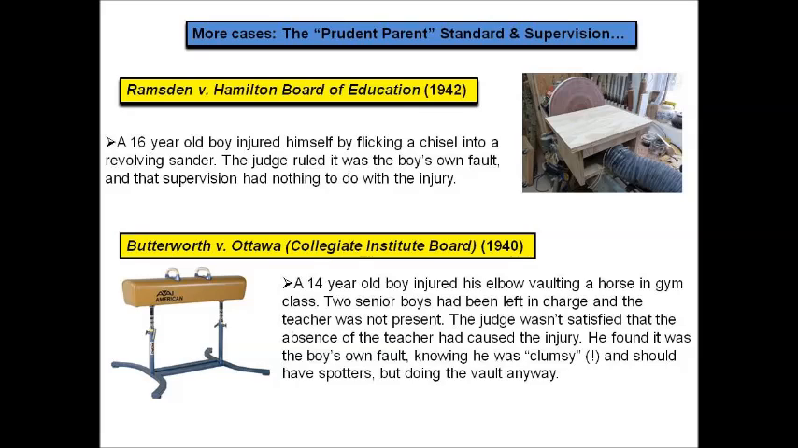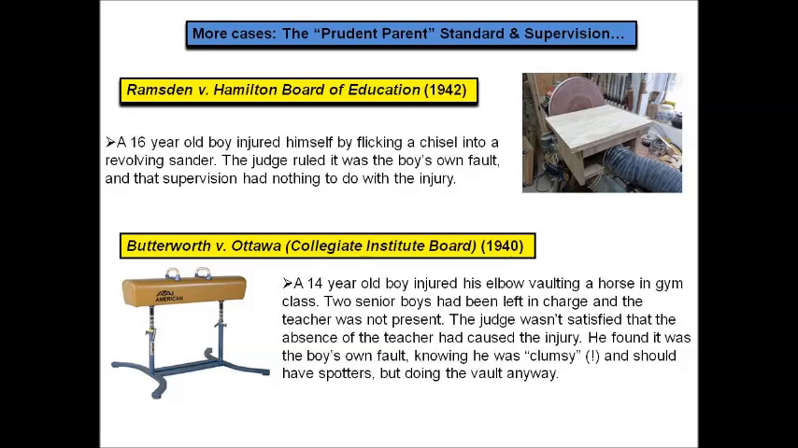So here the judge said, you know what? This is the boy's fault. This is not the supervisor's fault. It had nothing to do with the injury. One would wonder, right? This was 1942. What about if that court case came back today? Would the teacher then be found more liable? Perhaps in today's environment, greater duty of care would be expected. I don't know.